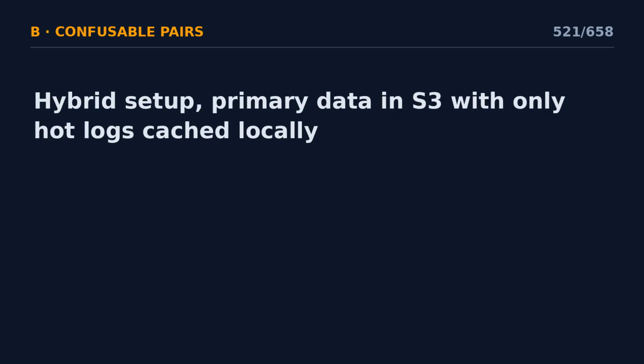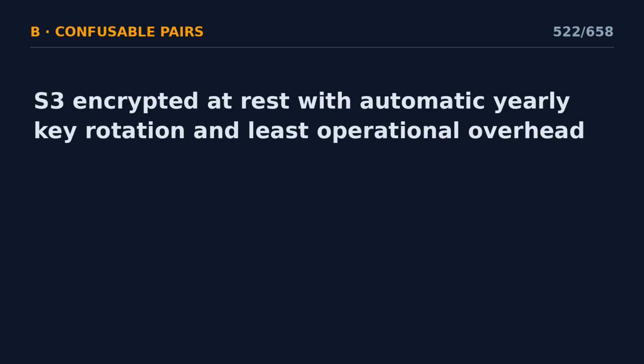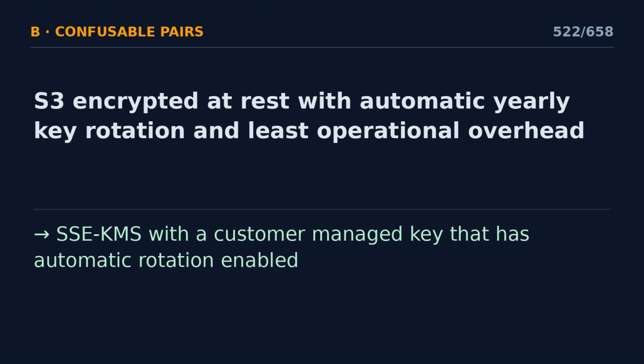Hybrid setup, primary data in S3 with only hot logs cached locally. Answer: Storage Gateway volume gateway in cached volumes mode. S3 encrypted at rest with automatic yearly key rotation and least operational overhead. Answer: SSE-KMS with a customer-managed key that has automatic rotation enabled.